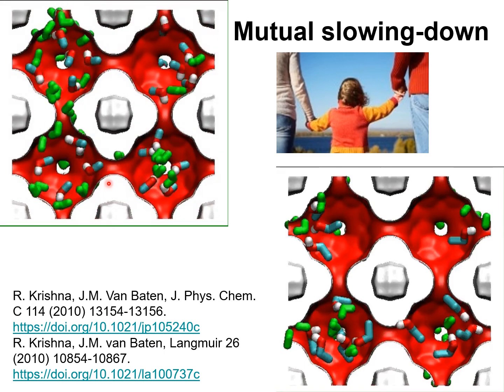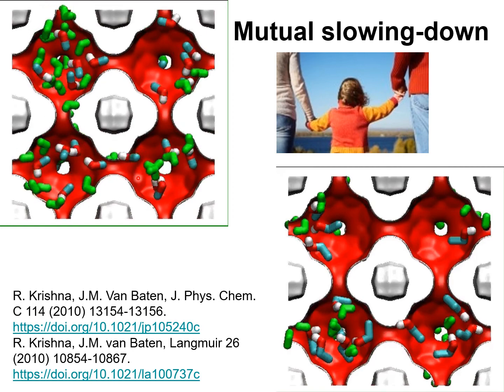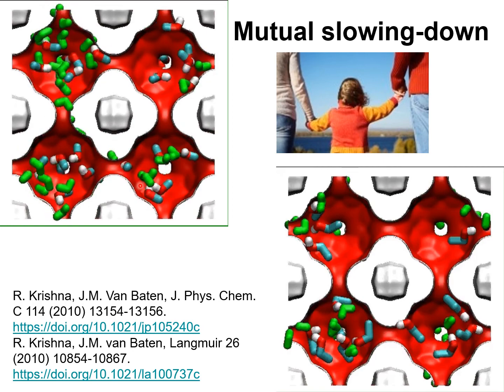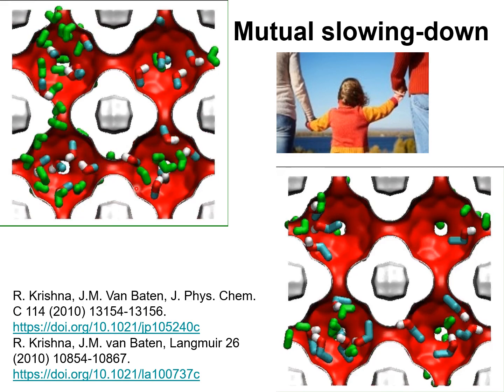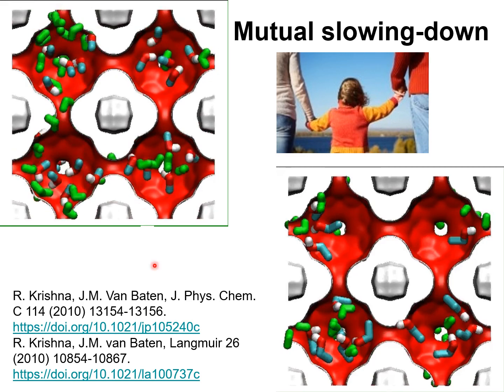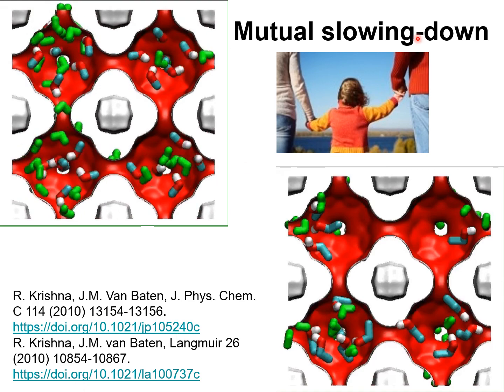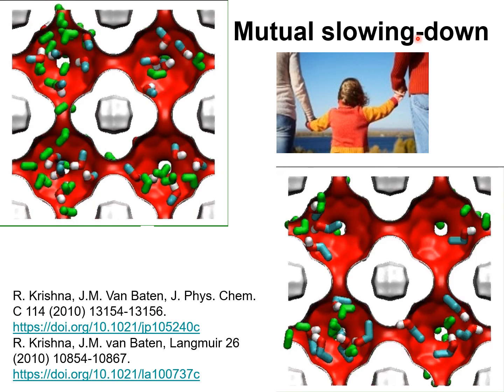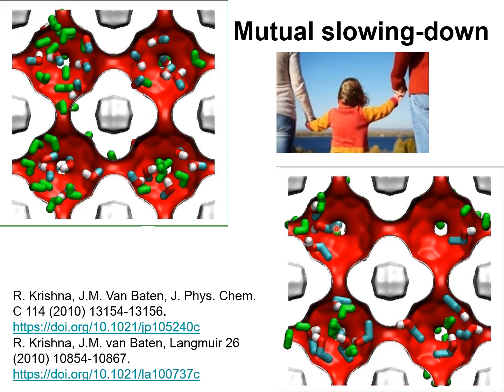Water-methanol mixtures also exhibit clustering between water and methanol molecules, reducing the mobility of the water-methanol clusters. Mutual slowing down effects are of great significance in the use of LTA-4A, 5A, or 3A zeolites for separating water-ethanol and water-methanol mixtures.